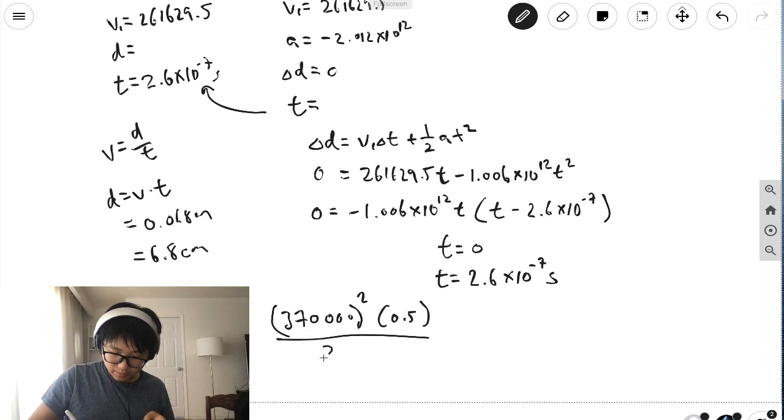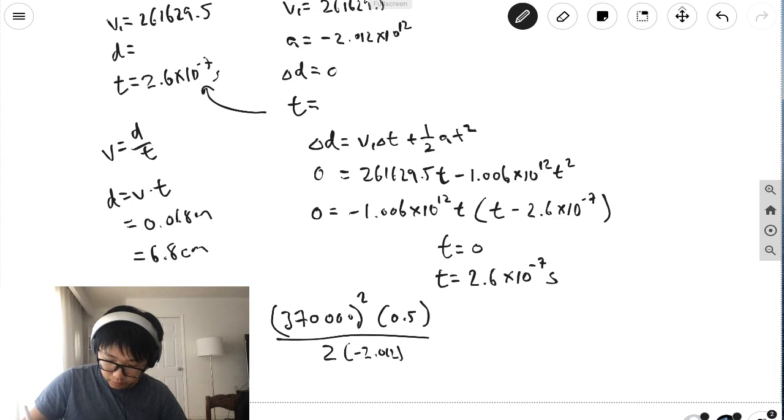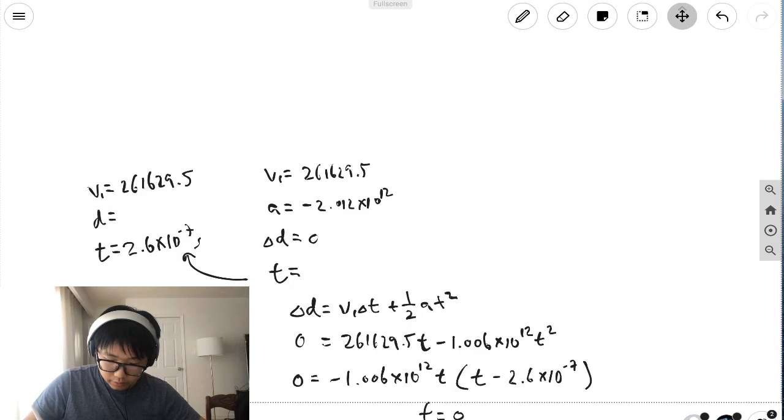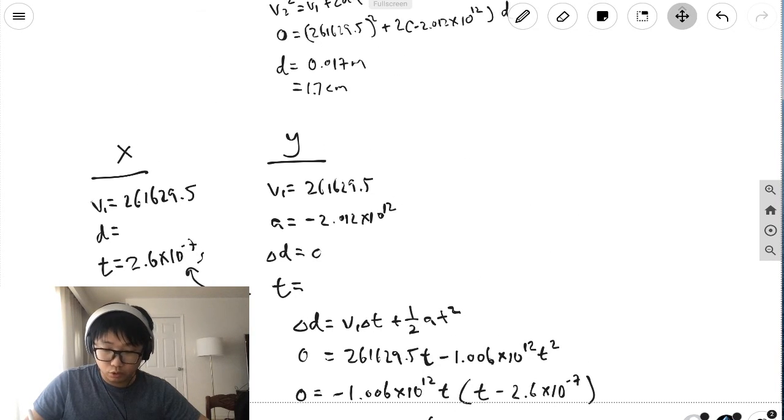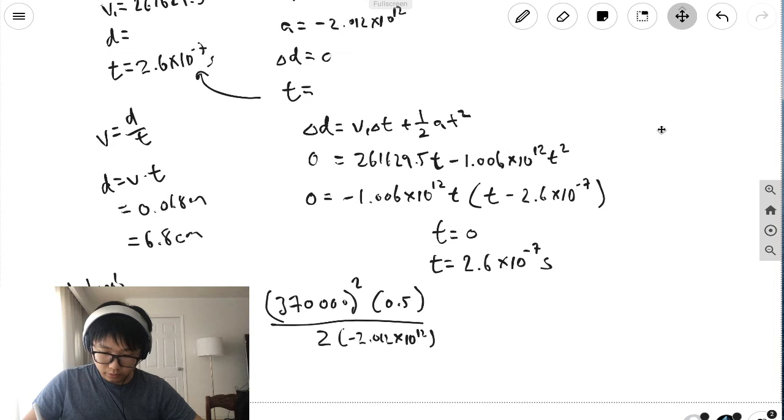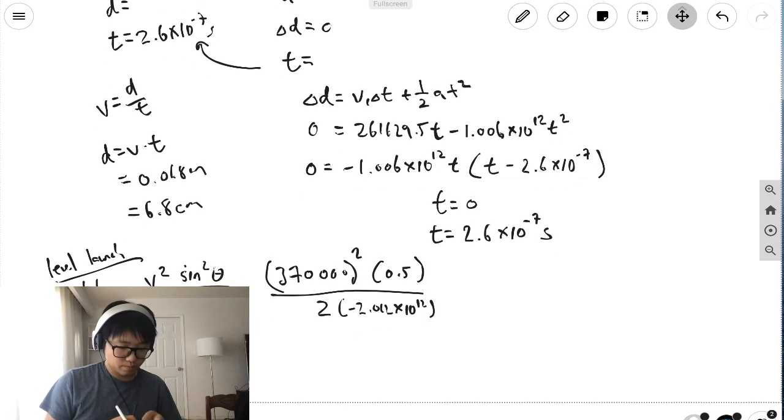Okay, and then divided by 2. Oh, wait a second. Yeah, 2g. So instead of g, we're basically writing the acceleration. Because it used to be that g was the a, right? Now the a is going to be your negative 2.012. Okay, let's see if this gives us the exact same number. We're expecting this to give us the answer of 1.7 or 0.017 first, and then we can convert it back to centimeters. So hopefully this works. Let me try as well.